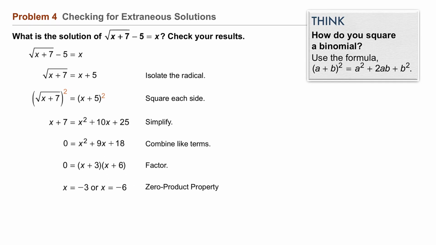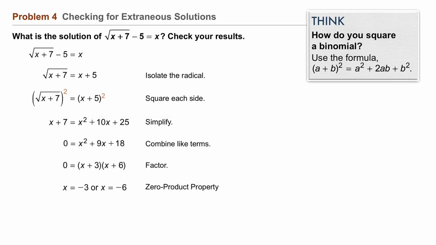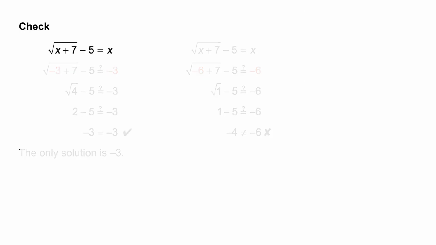However, since in the second step we raised each side of the equation to a power, we may have introduced one or more extraneous solutions. So we should make sure we check both negative 3 and negative 6 in our original equation. First, negative 3. Substituting negative 3 in place of x and simplifying.